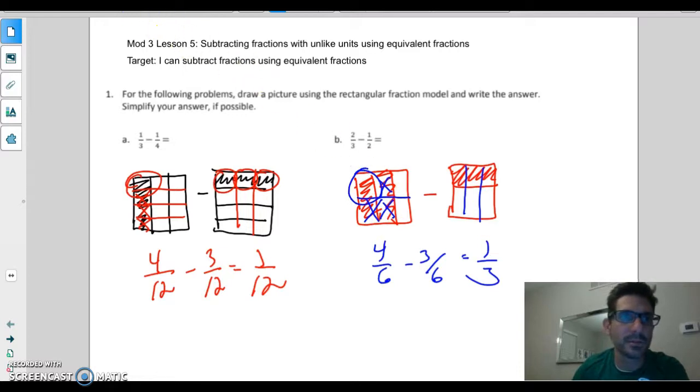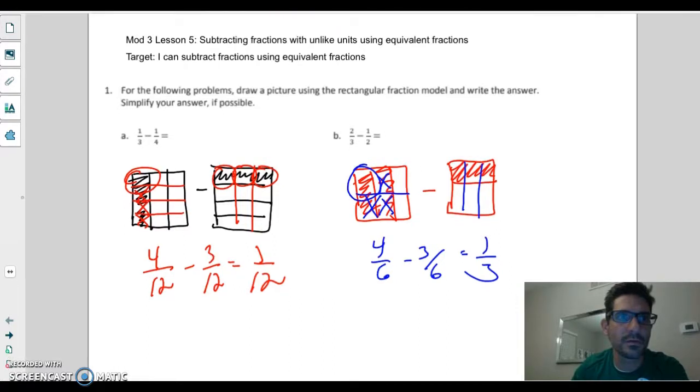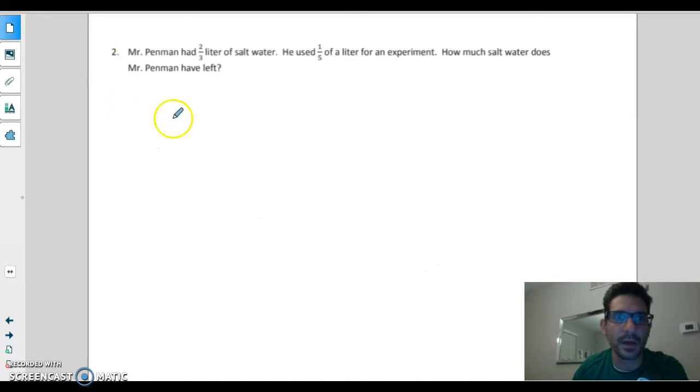Let's look at the next one. Shall we? We shall. Hold on, let me move this down. Oh, there we go. Okay. Mr. Penman had 2/3 liter of salt water. He used 1/5 of a liter for an experiment. How much does he have left? 2/3 minus 1/5.